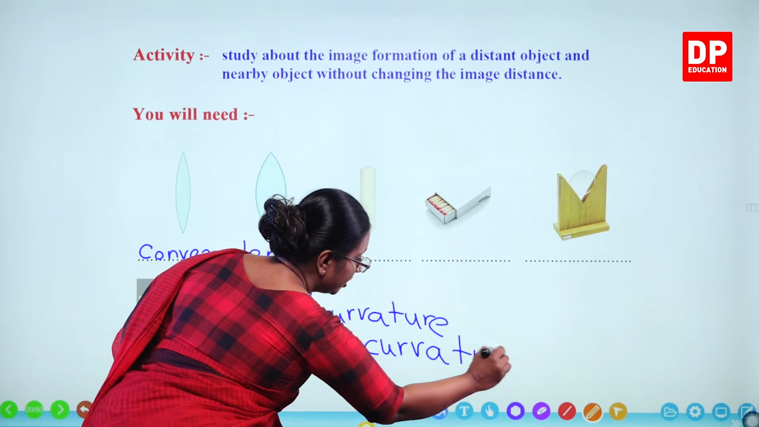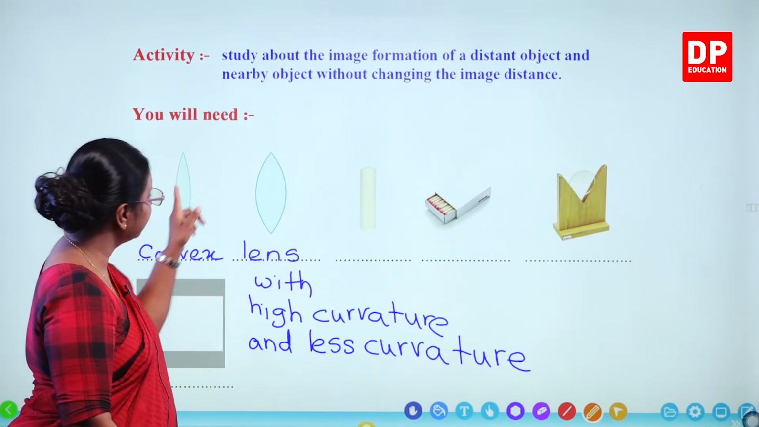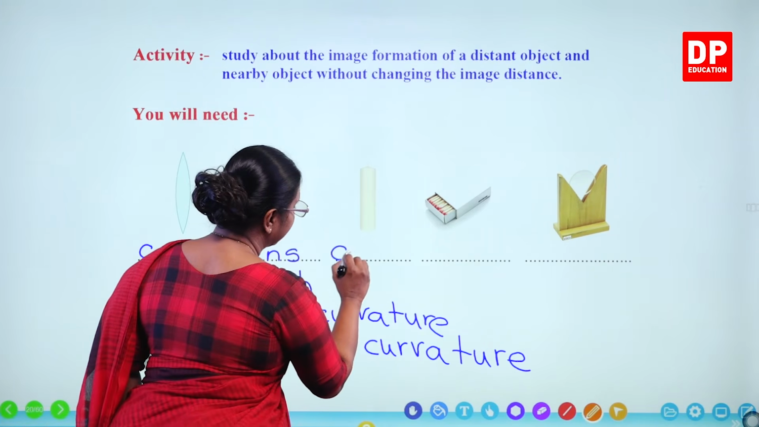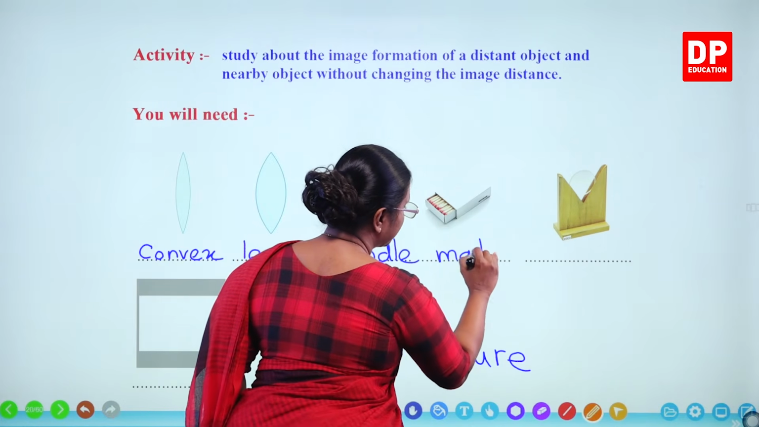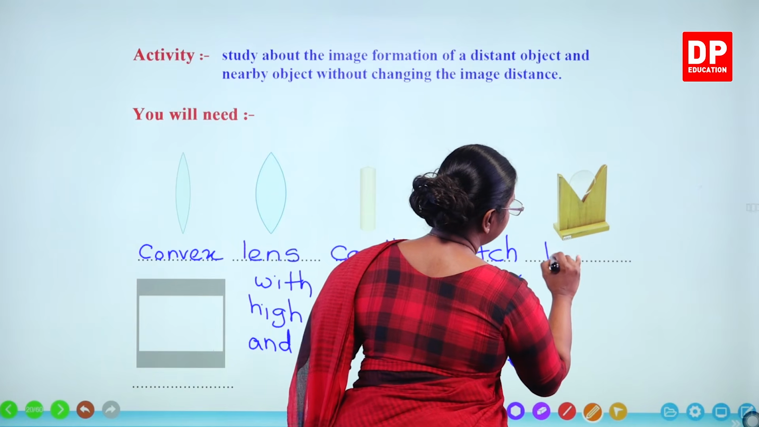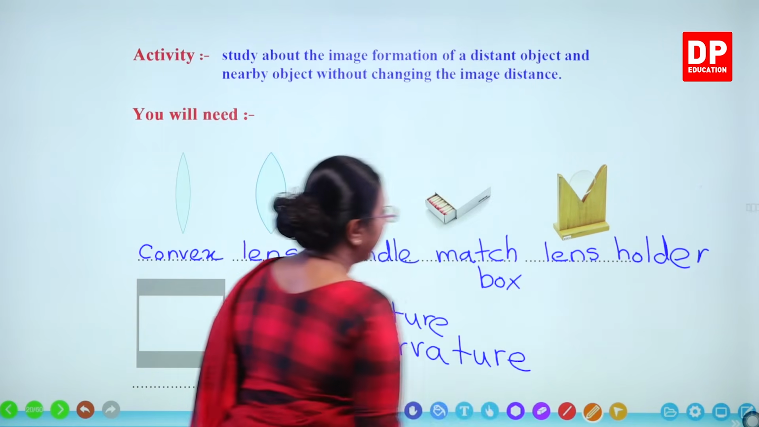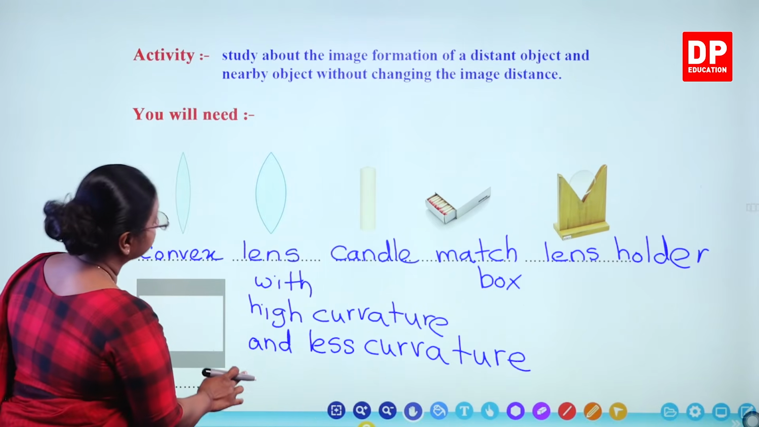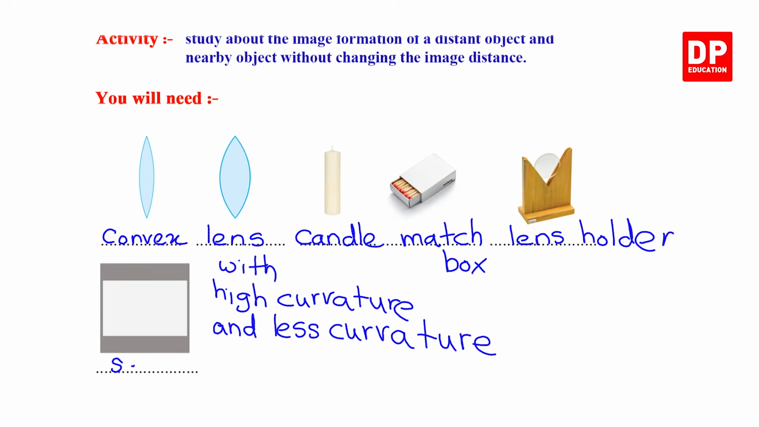So, we need two convex lenses or biconvex lenses, one with less curvature, the other one with high curvature. Then as an object, we need a candle. To light the candle, we need a matchbox, a lens holder, and to get the image, you all know we need a screen.